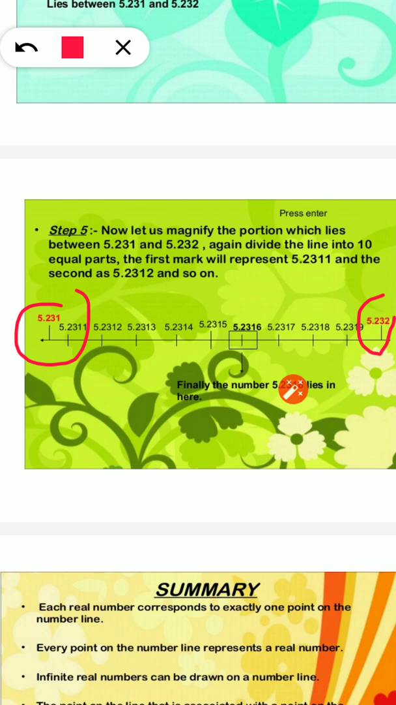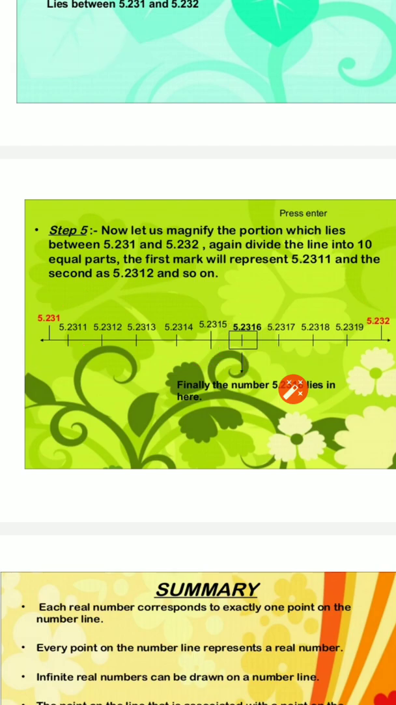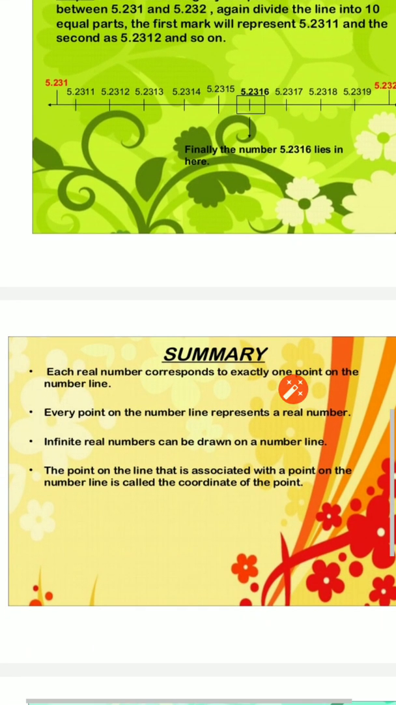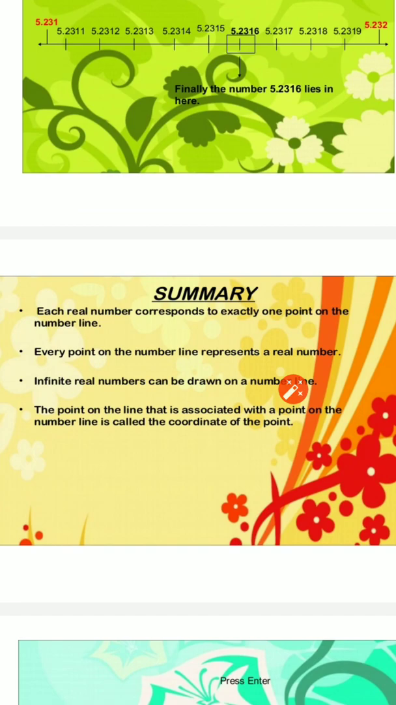और यहाँ मिडिल में देखिए बच्चों, दिस पॉइंट कम्स टू 5.2316. Finally, that particular number 5.2316 will lie between 5.231 and 5.232. Now children, now you have learned what you have learned.